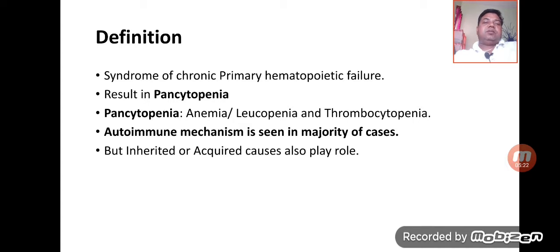Most of the time, the mechanism behind aplastic anemia is an autoimmune mechanism. There is a formation of self-reactive T cells, which can attack the stem cells, and the majority of these stem cells are destroyed in the bone marrow. So in the majority of cases the mechanism is related to autoimmunity, but in some cases there are inherited as well as acquired causes which can also suppress the bone marrow.